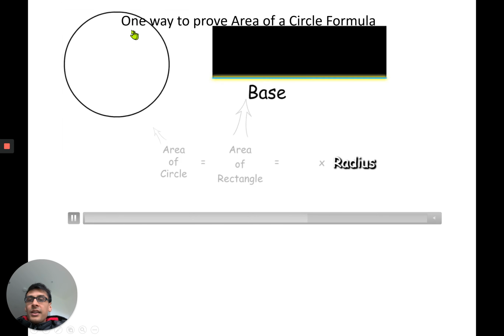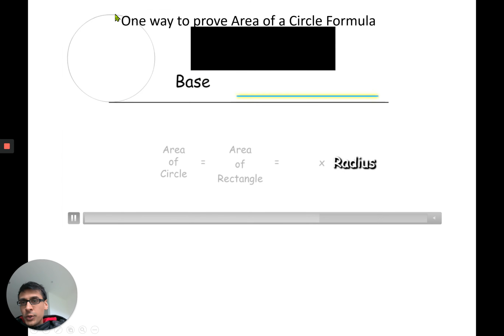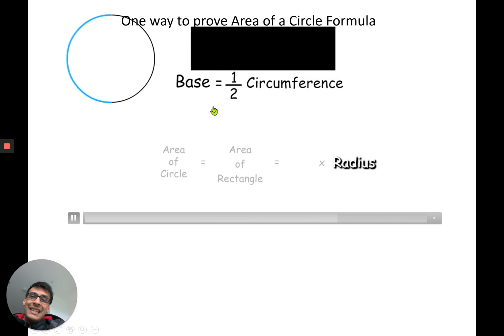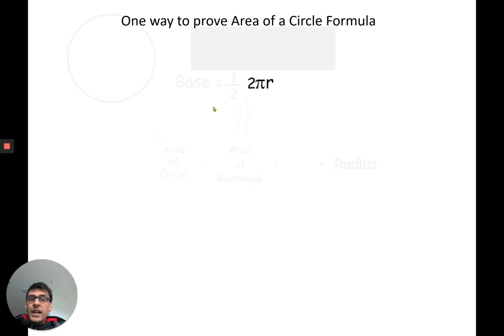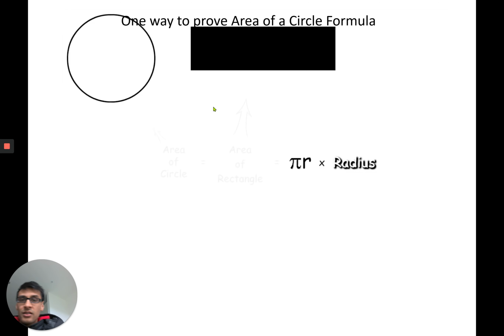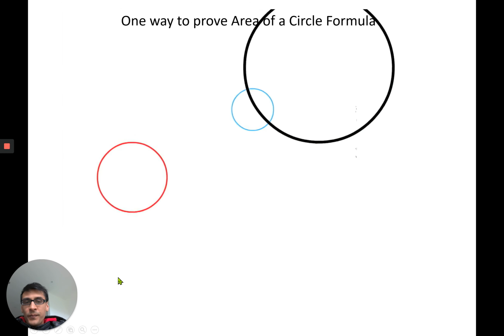And the base is going to be half of the circumference, not the whole circumference, just half of it, because the other half of the circumference is on the other side, but you don't need that. So half of the circumference: we know the circumference is 2 pi r, and half of that is just going to be pi r. So when you do the area of the rectangle, which is pi r times the radius, which is the height, you get pi r squared, which is the formula for the area of a circle.